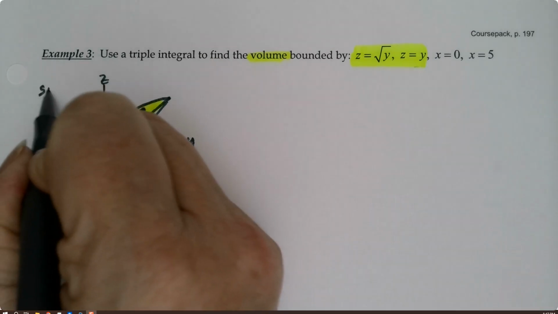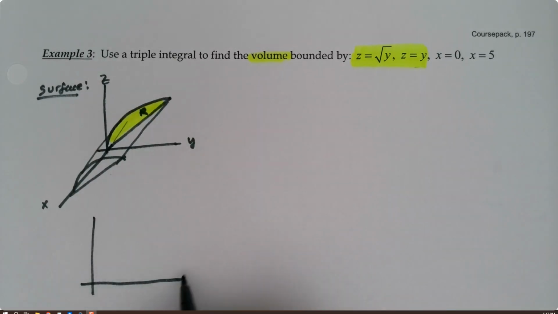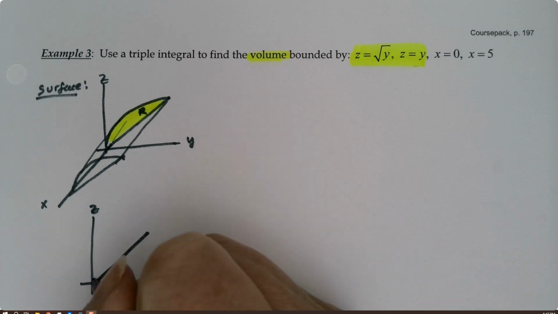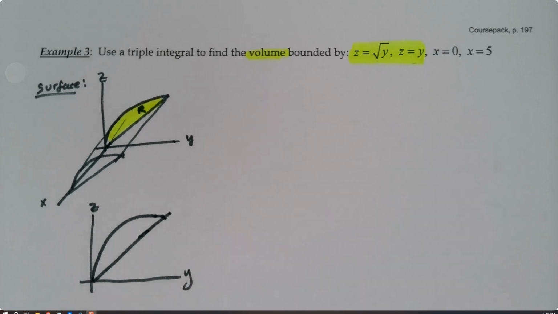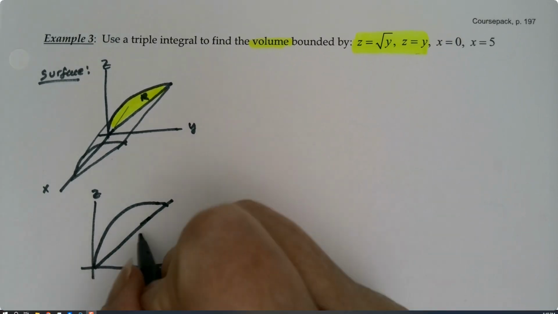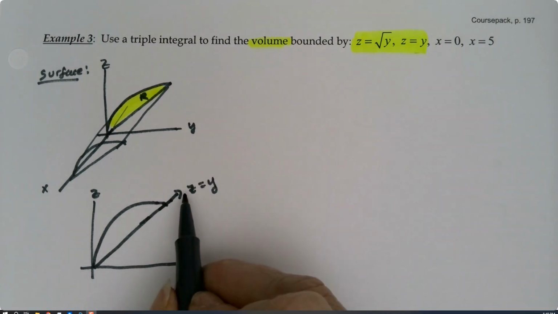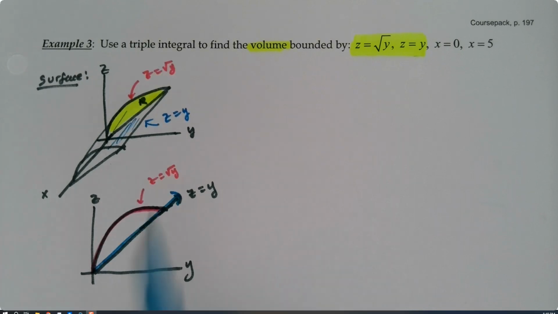So this is the surface right here. And then the region of integration on the YZ plane, so here's Z, here's Y, looks like this, or something like that. Okay, so we have Z equals Y is this piece right here, and then we have Z equals the square root of Y as the other piece. There, and I just kind of drew them in here.